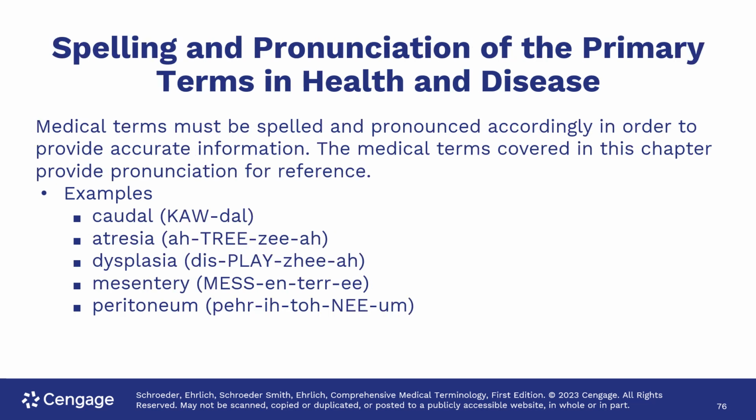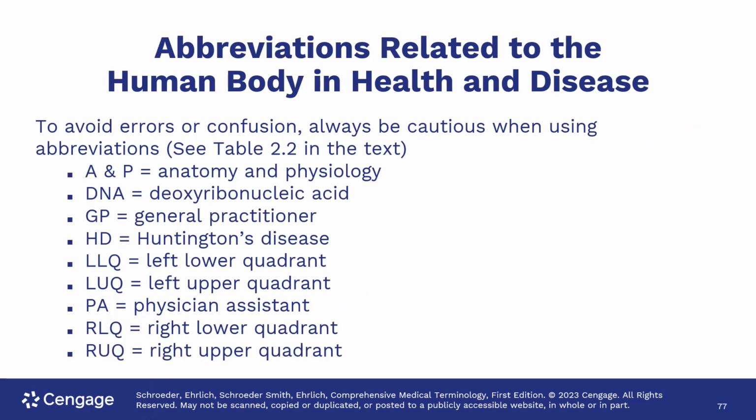And here are some tricky words to spell and say. Let's see if I can do it. Caudal, atresia, dysplasia, mesentery, peritoneum. Here are some abbreviations that are also listed in your e-text in Table 2.2.